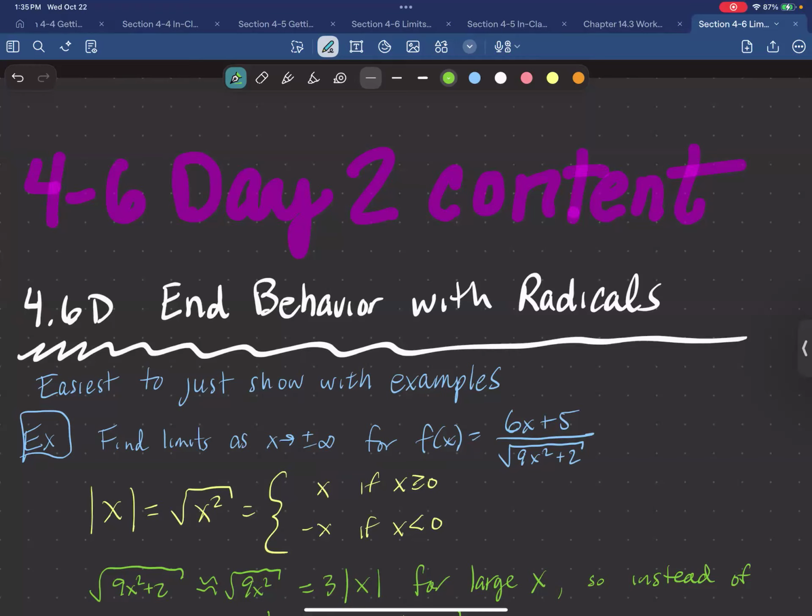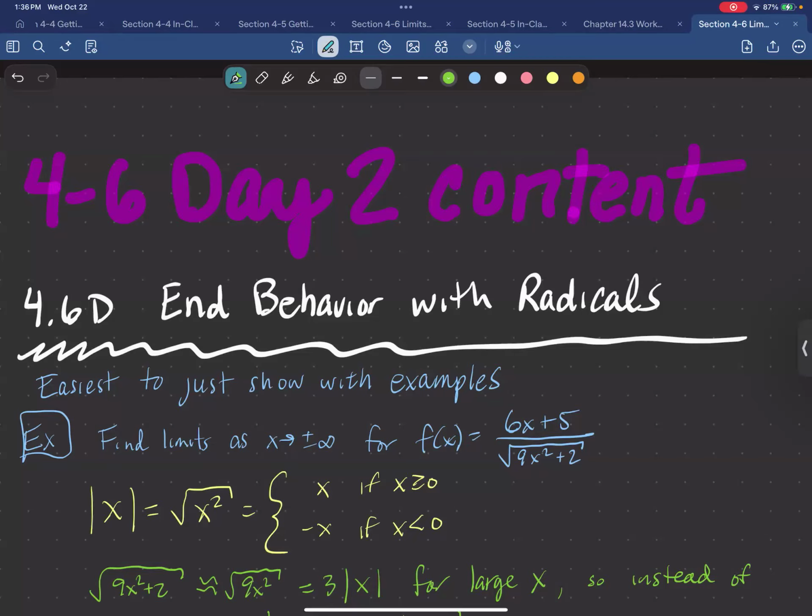So let's start off. We want to continue doing some stuff with end behavior. We've got stuff with radicals in it, so it's easiest to just jump into some examples. We're going to find the limit as x goes to plus infinity or negative infinity for f of x equals 6x plus 5 over the square root of 9x squared plus 2.